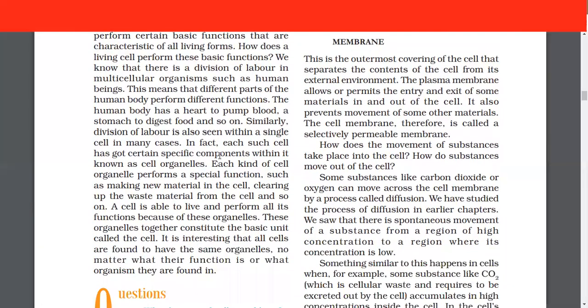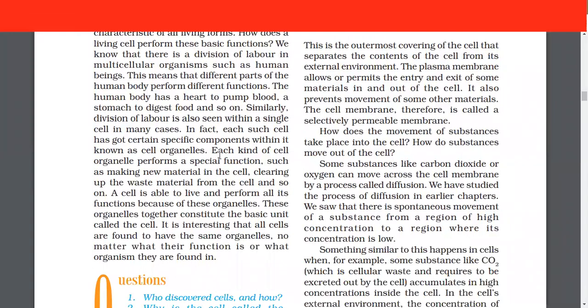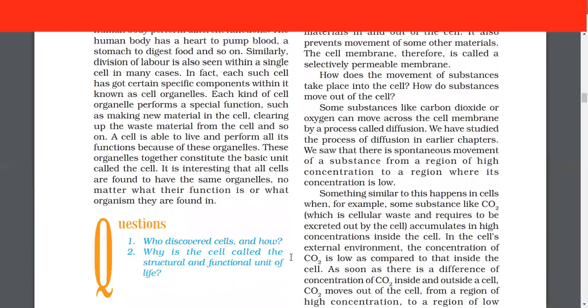Similarly, division of labor is also seen within a single cell in many cases. In fact, each such cell has certain specific components within it known as cell organelles. Each kind of cell organelle performs a special function, such as making new material in the cell, clearing up the waste material from the cell, and so on. A cell is able to live and perform its functions because of these organelles. These organelles together constitute the basic unit called the cell. It is interesting that all cells are found to have the same organelles, no matter what their function is or what organism they are found in.